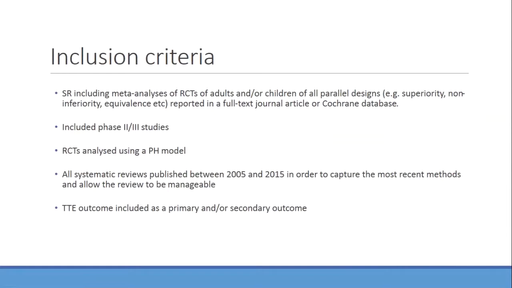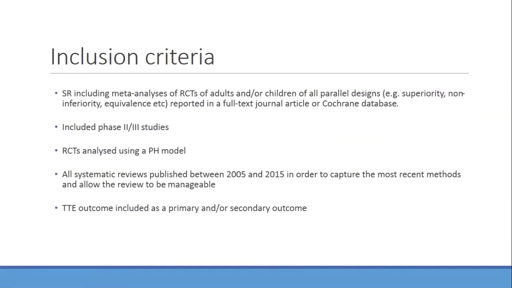Our inclusion criteria was including systematic reviews that included meta-analysis of RCTs in adults and children of all parallel designs, which were reported in a full-text journal article or the Cochrane database. We included phase 2 or 3 studies, and the third point was really important. We were including RCTs that had been analysed using a method that assumed proportional hazards. And all systematic reviews were published between 2005 and 2015 in order to capture the most recent methods and also allow the review to be manageable.